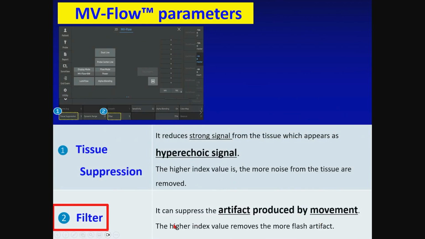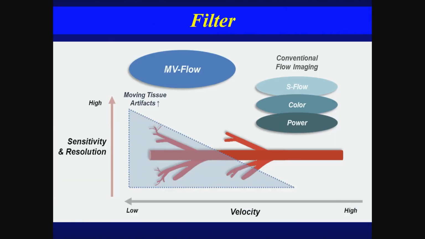And the filter can suppress the artifact produced by movement. We sometimes call this the pulsation artifact. This moving tissue artifact is prominent when you detect a lower flow blood signal.